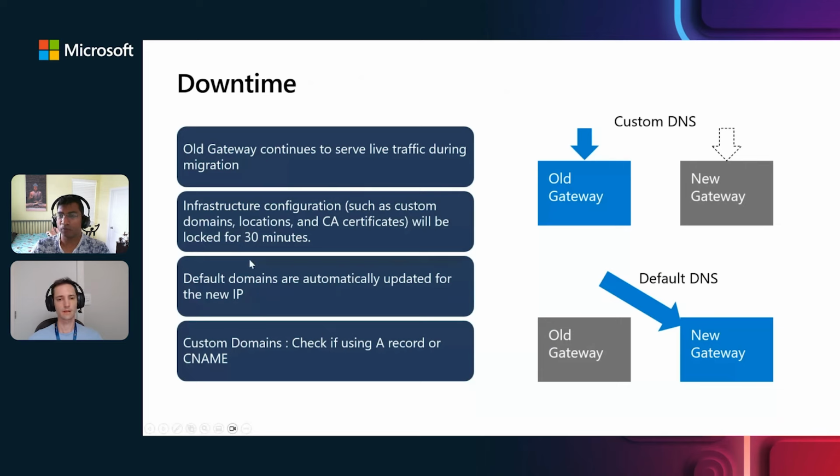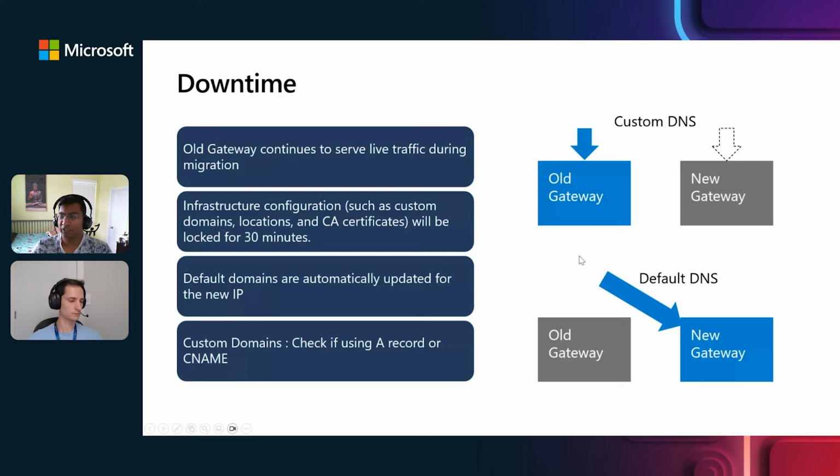When we talked about the old gateway and new gateway coexisting, we also have to make a note of the benefit of them coexisting. The benefit is zero downtime, right? There is no real downtime to your live API traffic because your old gateway will continue serving the traffic throughout this process, and your newer gateway is available for localized testing. And once you decide that the newer gateway is good to go, you will flip the switch and point the custom DNS entries to the newer gateway to complete the migration. The only caveat is that infrastructure configuration, such as custom domains, locations, and certificates, will be locked for a period of 30 minutes during the migration process. That way, we don't want that to interfere in any of this migration process.